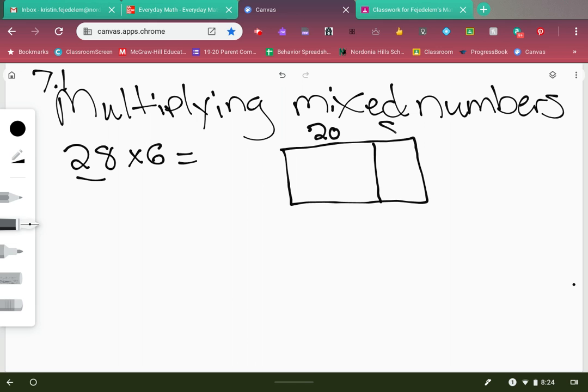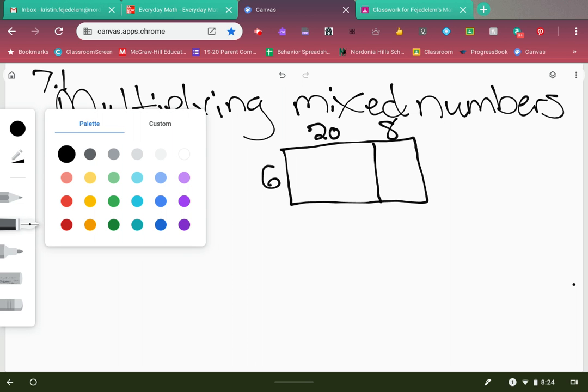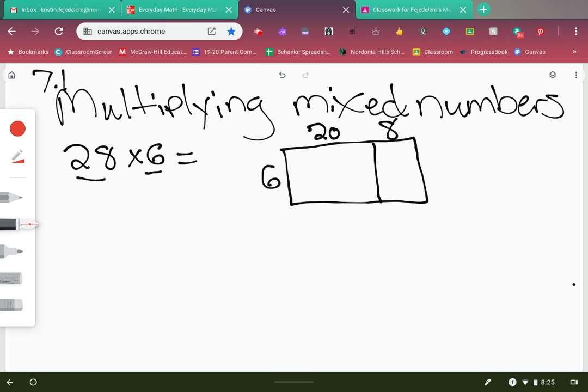So 20 plus 8 gives us 28. So I break that up. That's my length. I have a length of 20 and a length of 8. And then 6 is going to be over here on my width. And now I can come up with the partial products. I'm going to list them over here. I have 20 times 6, which is 120. So I put that in there.